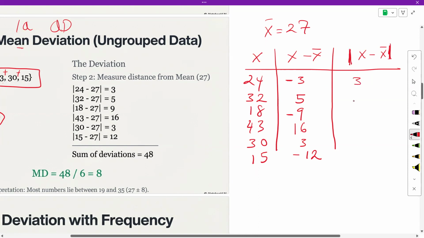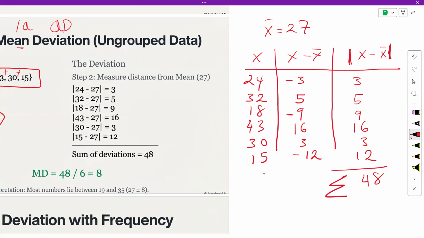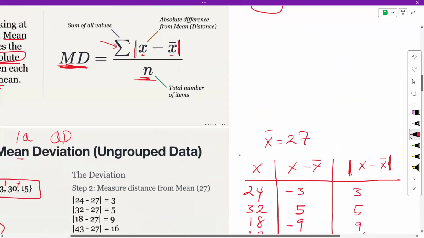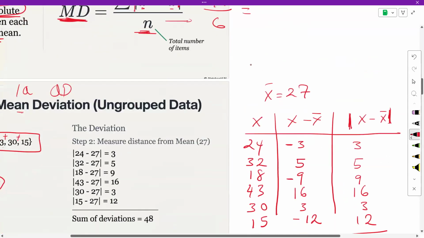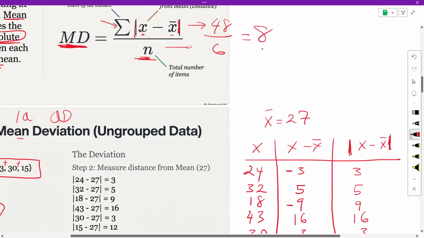Then the absolute values are 3, 5, 9, 16, 3, 12. And then we have to take the sum of these values. When we take them together, it is 48. And according to the formula, we know this value. This is 48, and the number of observations is 6. Then we will get the mean deviation is 8.